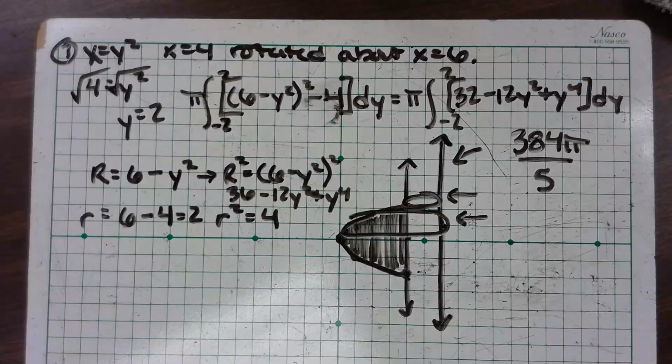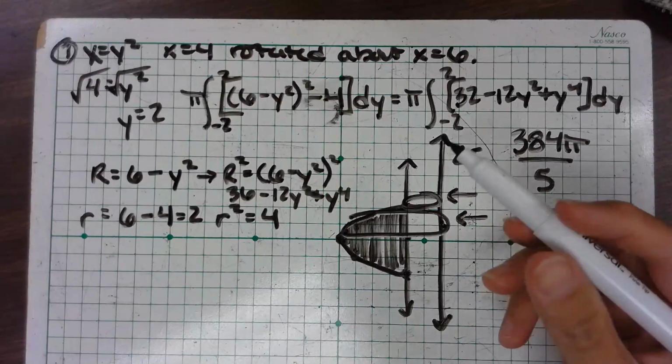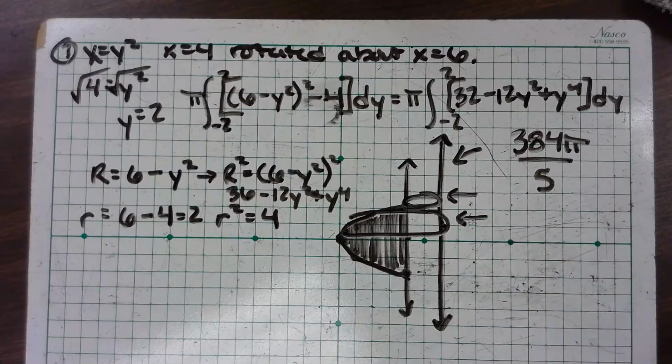All right, so you've seen discs and you've seen washers. Washers, there's a hole, and the whole thing doesn't touch the axis of rotation. A disc, your whole area touches that axis of rotation. So those are the two differences between the two.